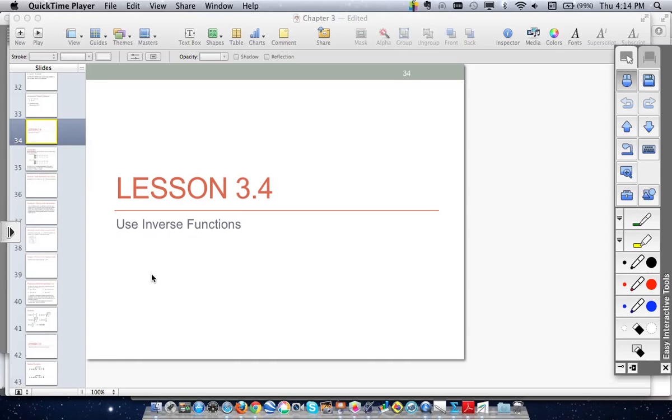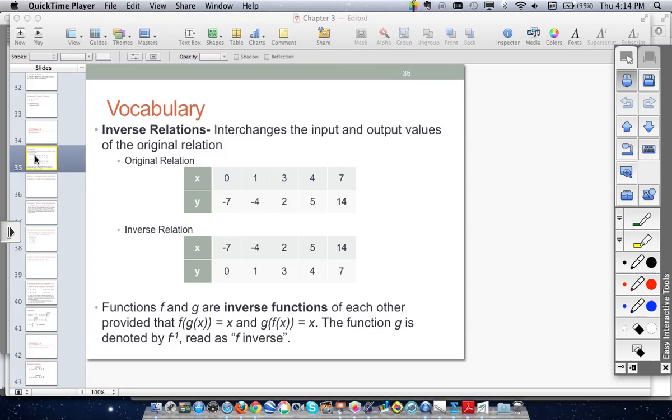Today we're going to be talking about lesson 3.4 on using inverse functions. First thing we want to talk about is some vocabulary. What's an inverse relation and what's an inverse function? So you'll notice that inverse relations flip-flop the x and the y coordinates.